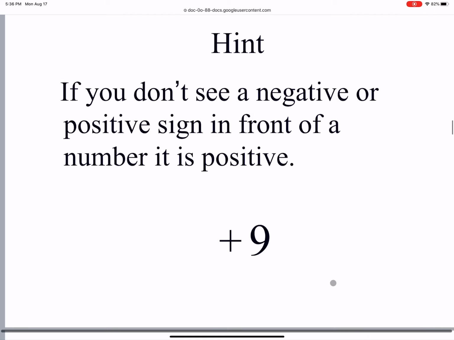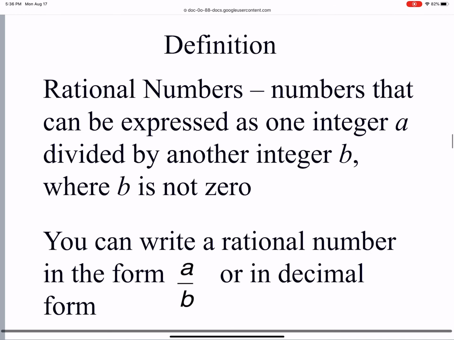And finally, rational numbers. Now I'm going to read this definition and we're going to talk about what this means. A rational number is a number that can be expressed as one integer, that we're going to call a, divided by another integer that we're going to call b, where b is not 0. Now, you can write a rational number in the form of a over b or in decimal form. So you're looking at me going, huh? What does that mean? What does this say? What is a over b nonsense?